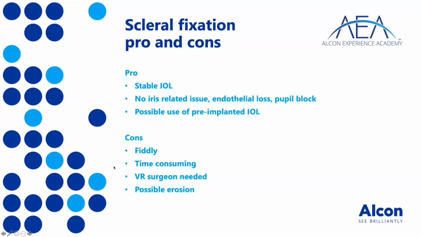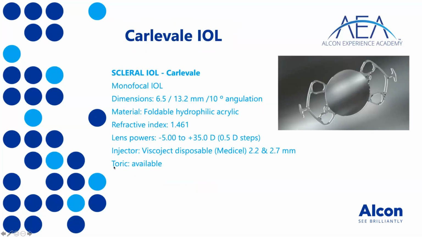So, starting from this point, a good friend of mine, an Italian chap called Carlevale, has come up with a brilliant idea, which is the Carlevale IOL. So this is a lens. You can see the specs here. It's a monofocal IOL, standard dimensions, hydrophilic, with a very wide range of power from -5 to +35, and it's also available in a toric version.